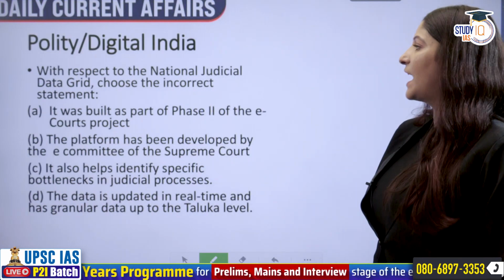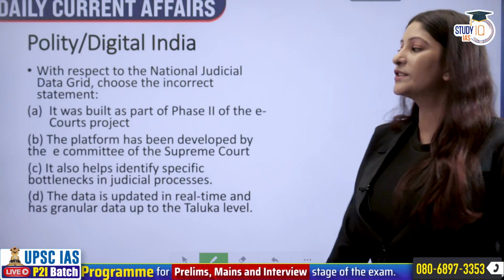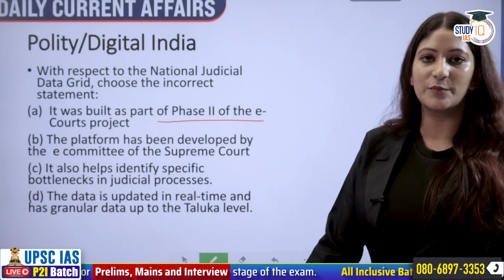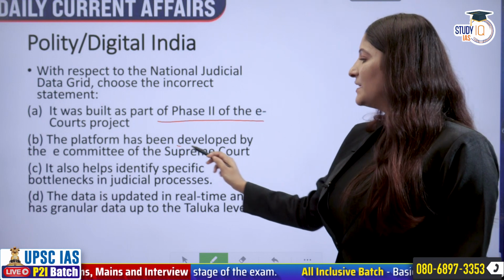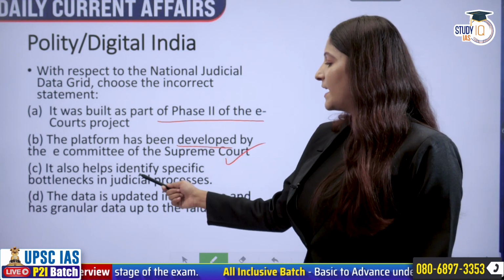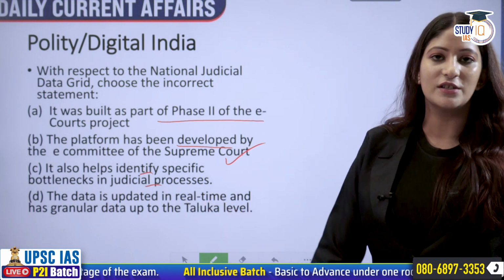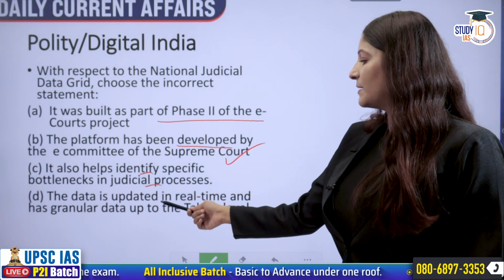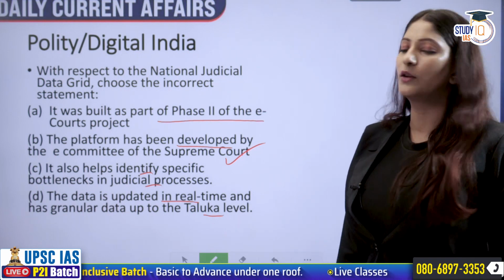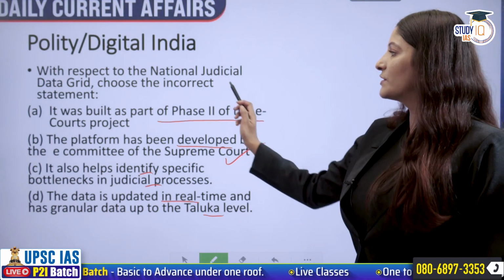With respect to the National Judicial Data Grid, choose the incorrect statement. It was built as a part of phase 2 of the e-courts project. The platform has been developed by the E-Committee of the Supreme Court. It also helps identify specific bottlenecks in judicial processes. The data is updated in real time and has granular data up to the taluka level. So we have to choose the incorrect statement.